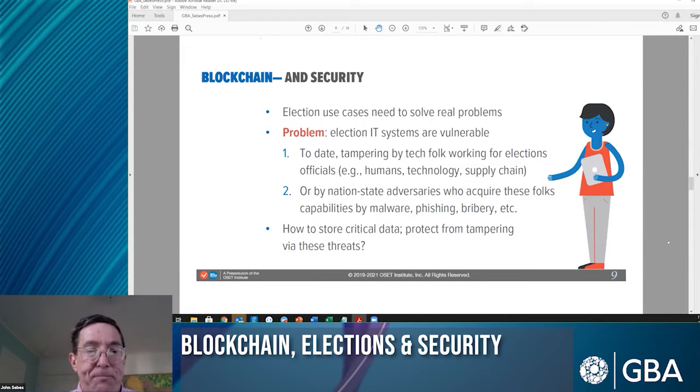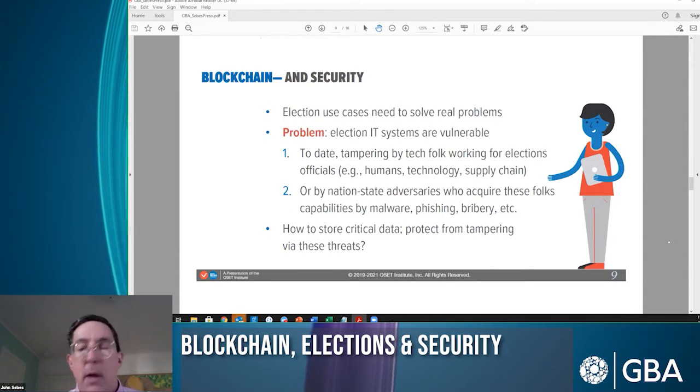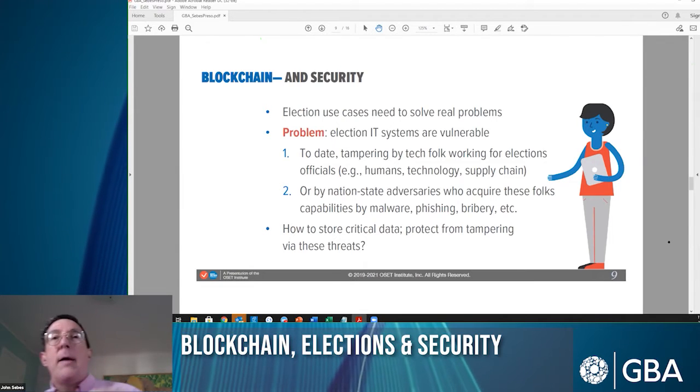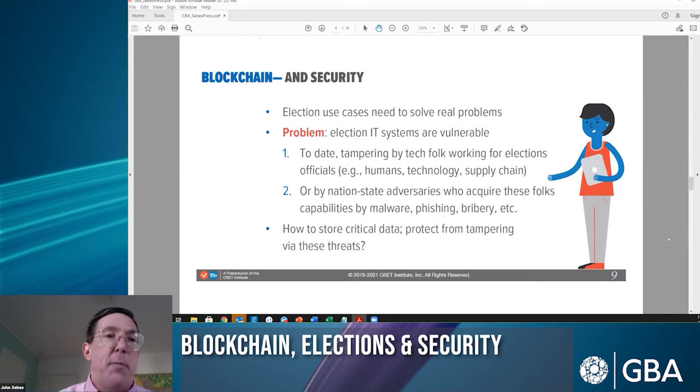Okay, so here's the problem. Here's a real world problem. In election technology today, data is very vulnerable. It's vulnerable to tampering by technology people who are working for election officials.